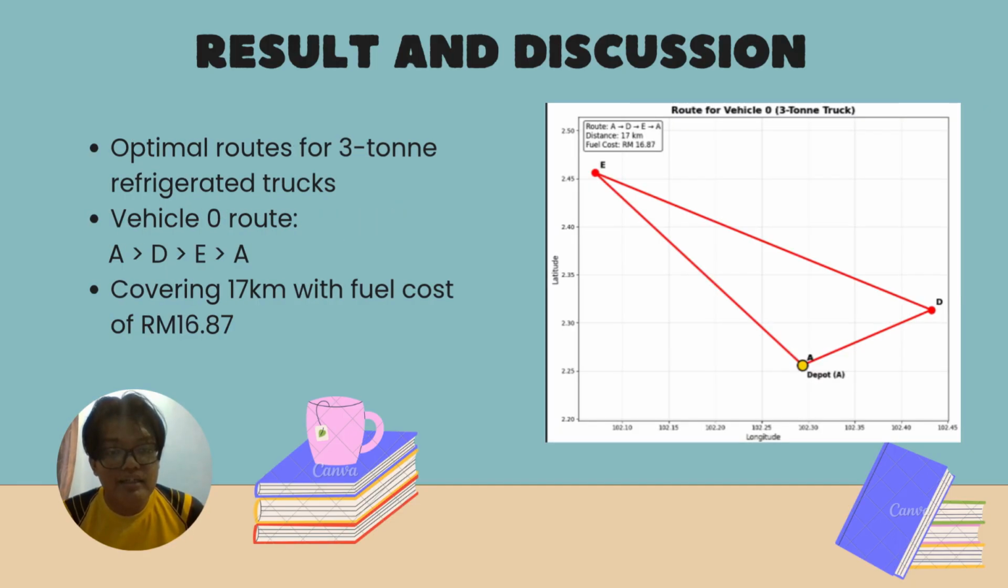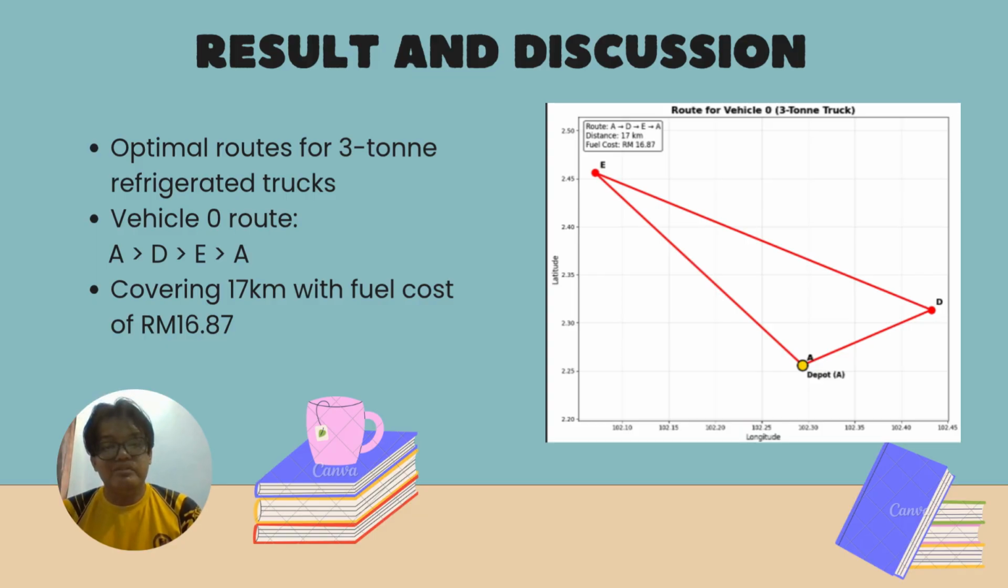Okay, next we're going to start presenting the 3-ton refrigerated trucks. To ensure the lowest travel time while meeting strict collection windows, the system divided the routes among 4 trucks, which means 4 vehicles. Here are the 4 vehicles, which are vehicle 0, 1, 2, 3. Vehicles 0 and 1 represent the 3-ton refrigerated trucks. Vehicles 2 and 3 represent the 5-ton thermal containment trucks.